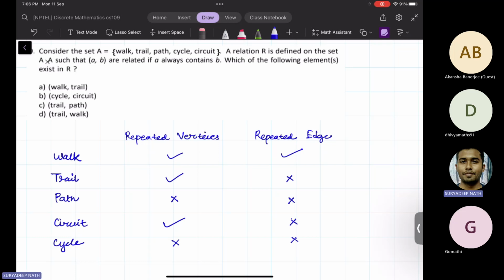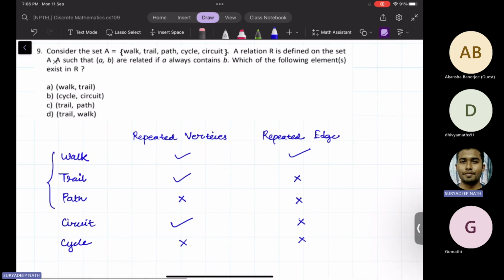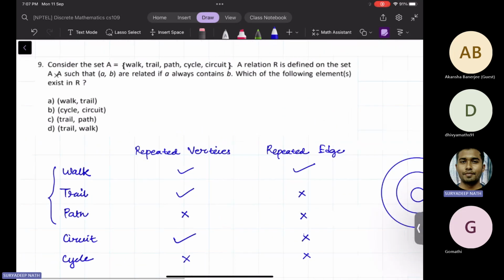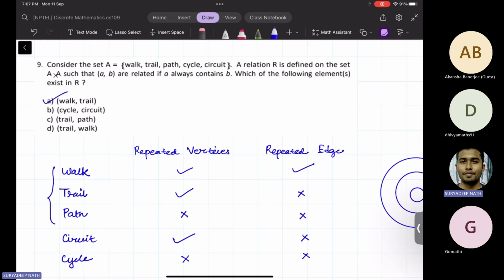Which is the bigger set, trail or a walk? Walk. Right. So if you look at these three rows, what you get is this: you have this big set walk, within which there is trail, and within which there is path. So walk contains a trail, so A is definitely correct.